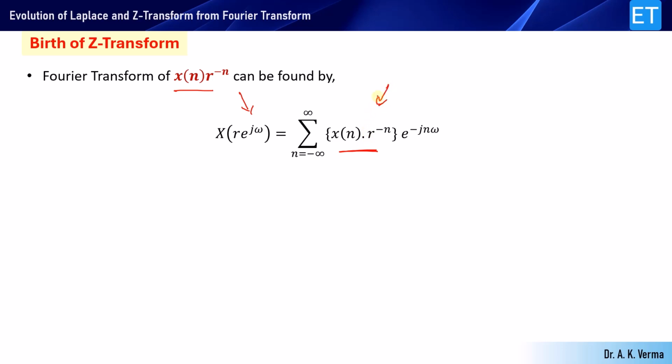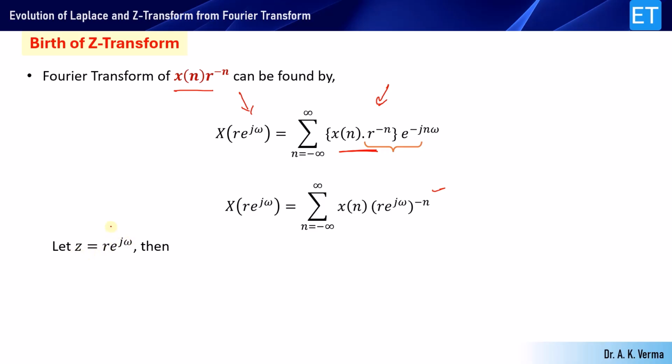So now I am taking the Fourier transform and combining these two exponentials, taking the power out of these two. So I can write r e^{jω} power minus n, right? Now let me substitute z equal to r e^{jω}, and here z is a complex number. As you can see, this is r e^{jω}, a polar representation. Any point z is represented by the distance from the origin r and this angle ω.